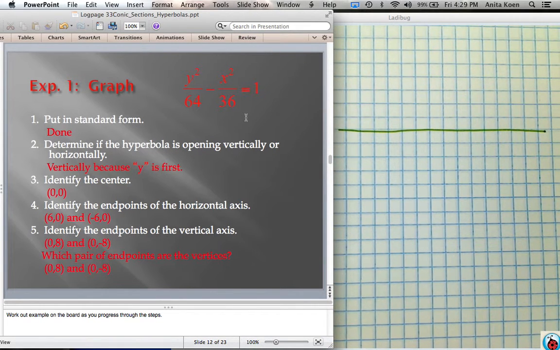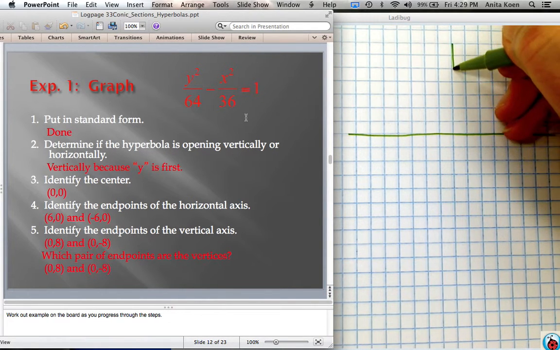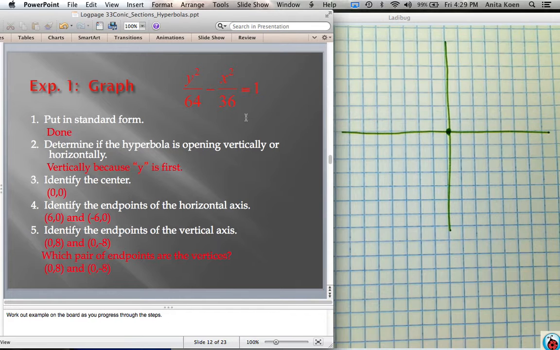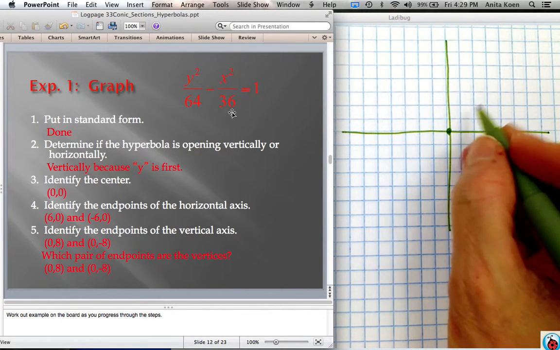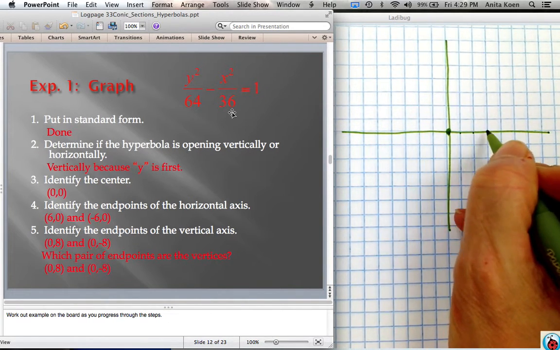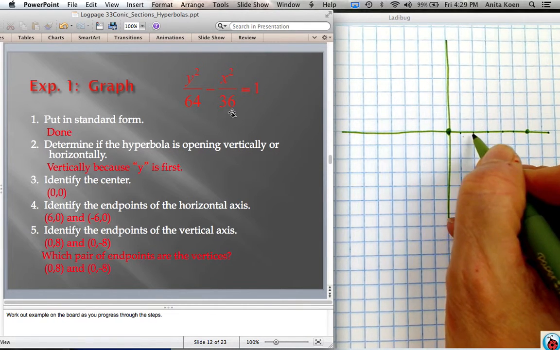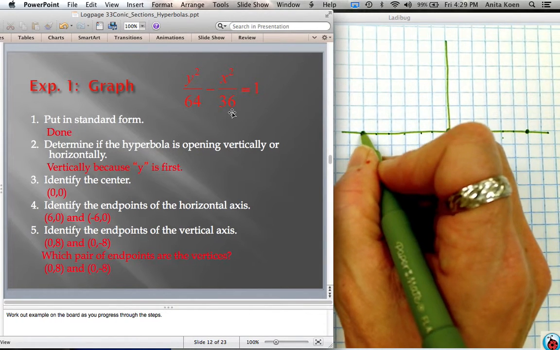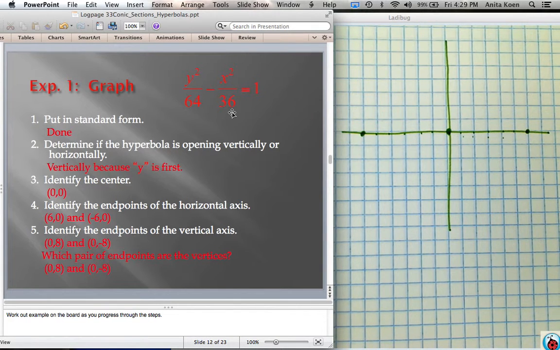Let me move this over so you can see what we're doing. Okay, so I'm going to graph the center. Here's (0, 0). Identify the endpoints of the horizontal axis. The endpoints of the horizontal axis are the square root of 36, because that's the a squared. So the horizontal axis is going to have endpoints at positive 6, 1, 2, 3, 4, 5, 6, and negative 6, 1, 2, 3, 4, 5, 6. Okay, those are the endpoints of the horizontal axis.